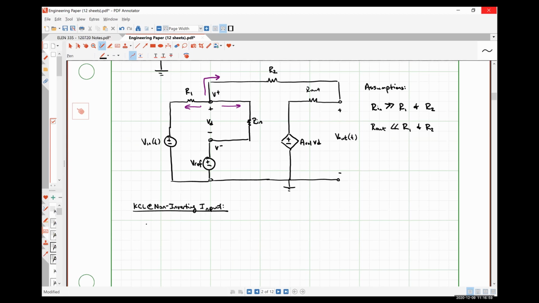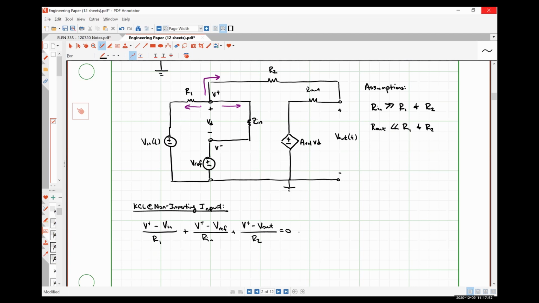I get my voltage V plus minus my input voltage divided by the resistor R1, plus V plus minus V minus, which is V ref, divided by my resistor Rin, plus V plus minus V out divided by resistor R2, is equal to 0. Fairly straightforward application of Kirchhoff's current law.